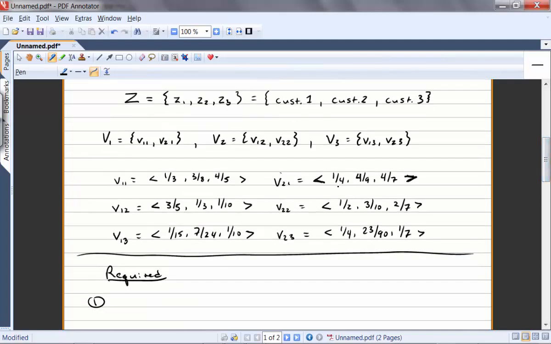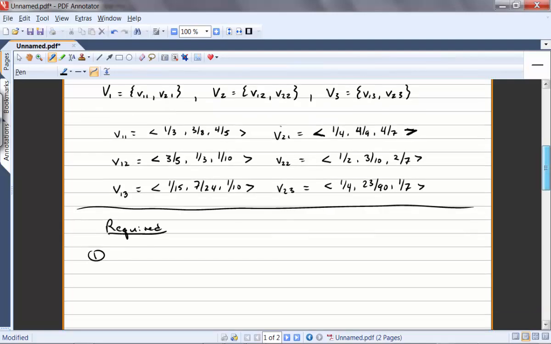I've written the vectors here. For example, this is the customer 1. The first row is the customer 1, two possible vectors. Either customer 1 gets 1/3 of the total variable costs, 3/8 of the total fixed cost, and 4/5 of the total mixed cost. Or if we don't want to use that way to assign, then the customer 1 would get 1/4 of the total variable cost, 4/9 of the total fixed cost, and 4/7 of the total mixed cost. And customer 2 is the second row, and customer 3 would be the third row. So there are two possible weight vectors for each customer in this particular problem.